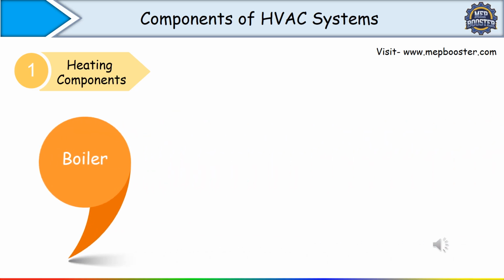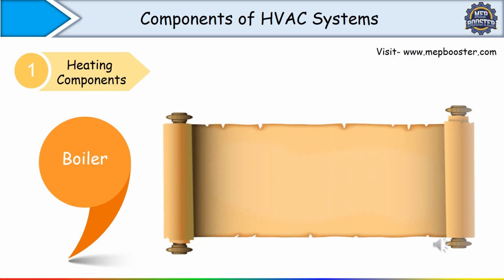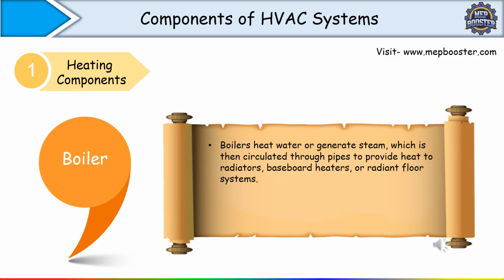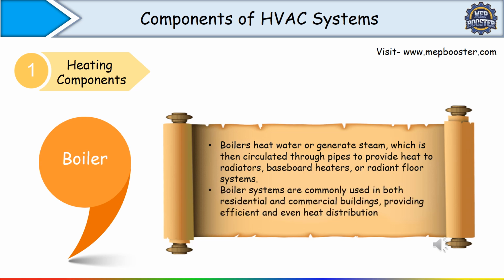Now the next component of heating system is boiler. So what do you understand by boiler? A boiler generally heats water or generates steam, which is then circulated through pipes to provide heat to radiators, baseboard heaters or radiant floor systems. Boiler systems are commonly used in both residential and commercial buildings, providing efficient and even heat distribution.